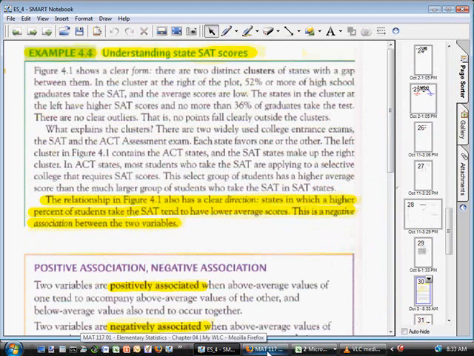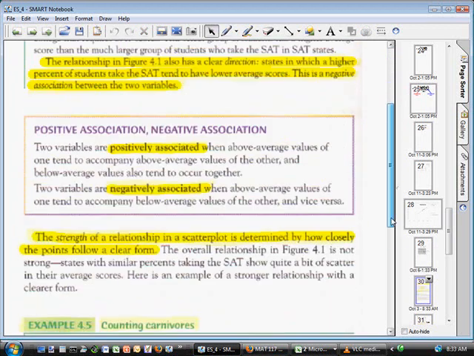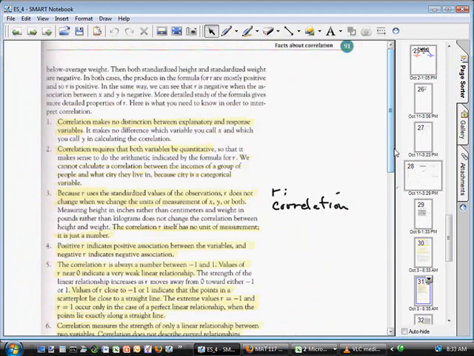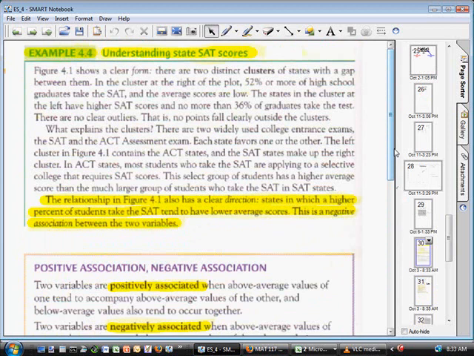Okay. Example 4.4. Understanding state SAT scores. Okay, you have your books handy. I don't. But it says figure 4.1 shows a clear form. There are two, you guys got that picture? Figure 4.1. You see how there's kind of two clusters of points on there? So we got almost like two separate things going on there.